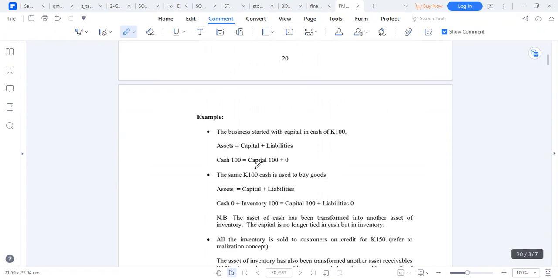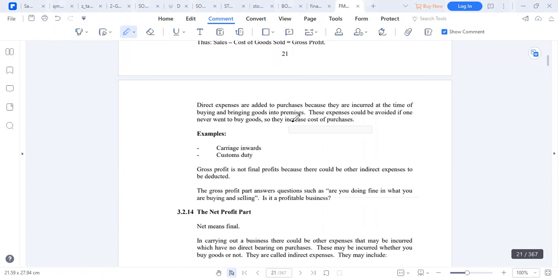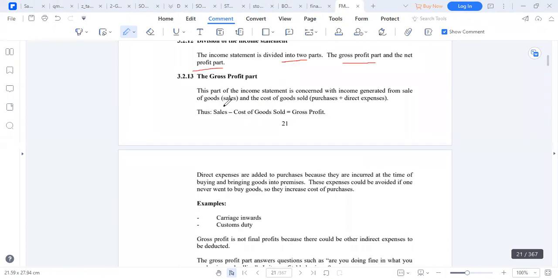All right, so we will look at the structure of the income statement. The income statement is divided into parts. The first part produces the gross profit and the last part produces our net profit. We firstly need to look at the first part, the gross profit. This is the first part of the income statement, which has sales, less cost of sales. We add purchases and the direct expenses. So the top part where we have the sales less cost of sales, we call that the gross profit.